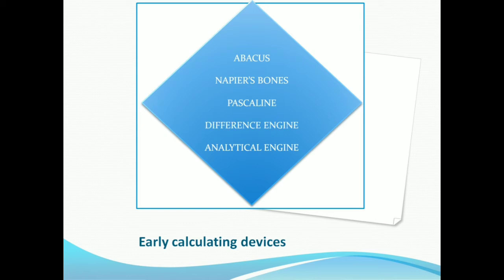And next one is the difference engine. The difference engine was developed by Charles Babbage in 1822. It was designed to do mathematical operations automatically. And the last early calculating device is called the analytical engine. It was also developed by Charles Babbage in 1837.